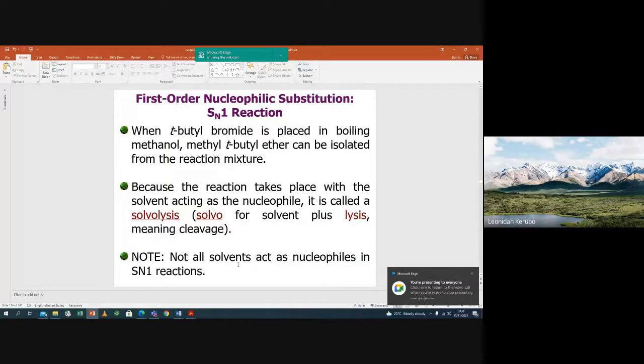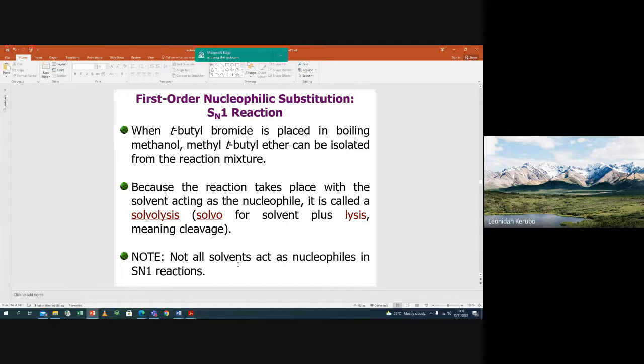How are you today? Today we're going to discuss first order nucleophilic substitution reactions, also known as SN1 reactions. Unlike the reaction that we've been previously discussing in our lectures, being the second order nucleophilic substitution, which are also known as SN2 reactions.